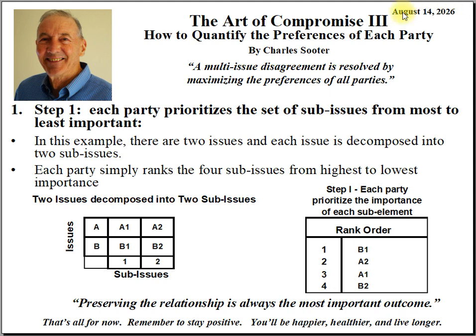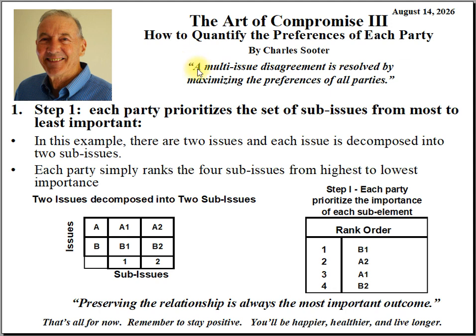Today I'm presenting part 3 of the Art of Compromise, with a focus on how to quantify the preference of each party. In other words, each party can claim that something is important, but how do you quantify how important is the need for that particular outcome? This presentation is going to explain how to assess each person's preferences for each particular outcome on a particular disagreement.